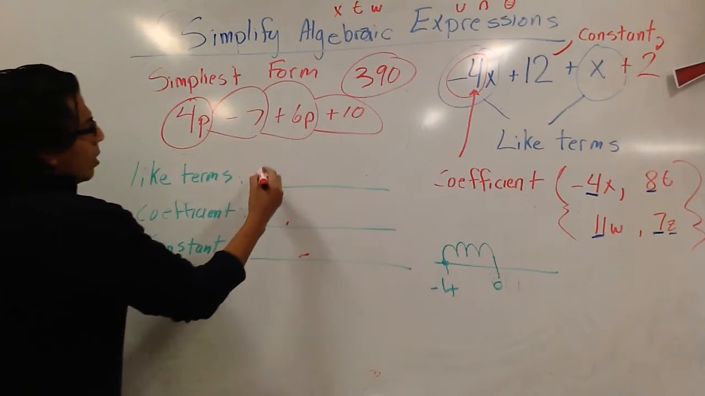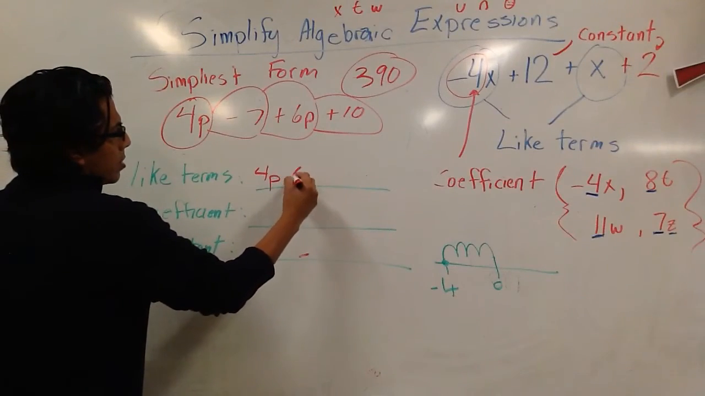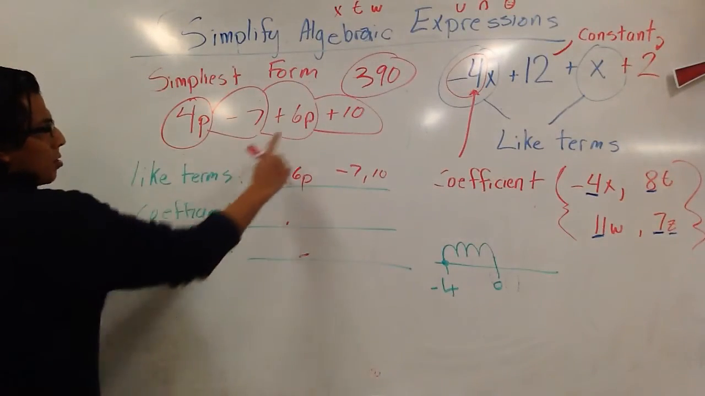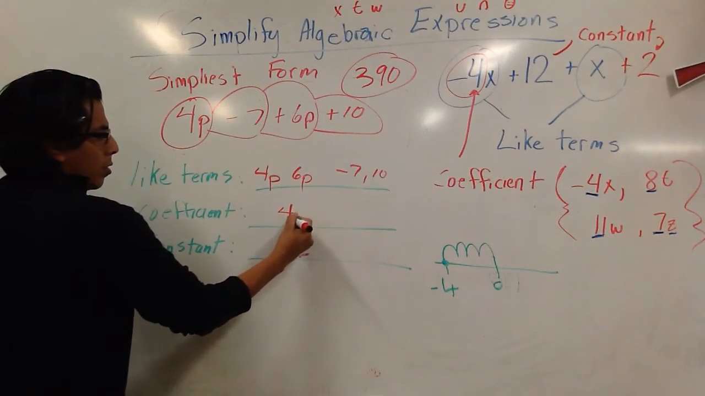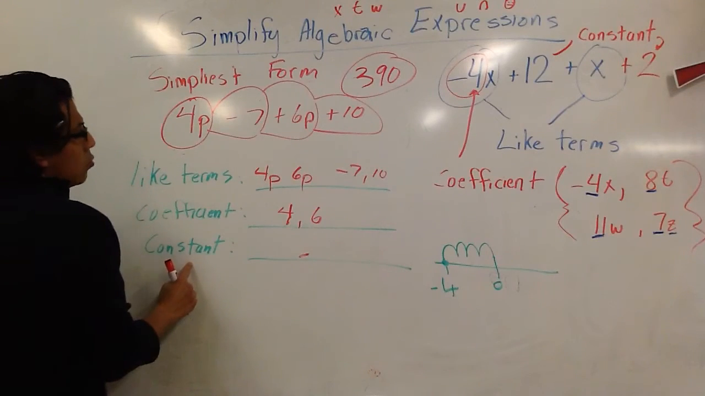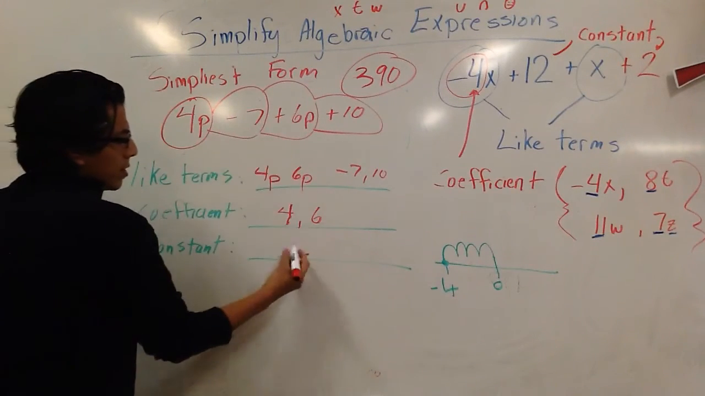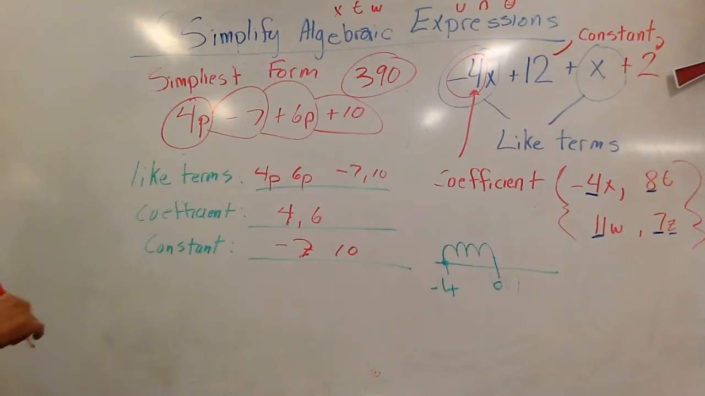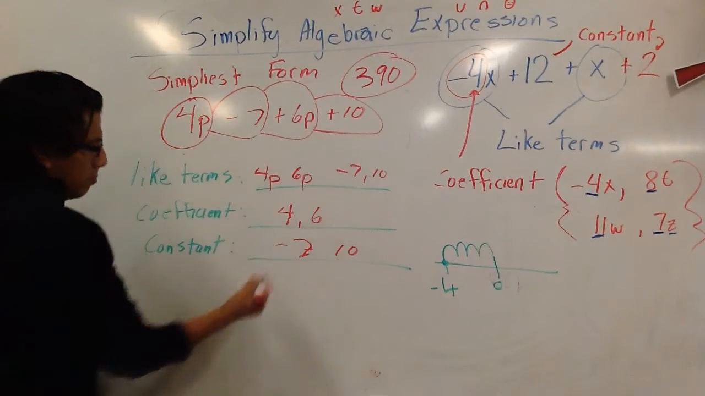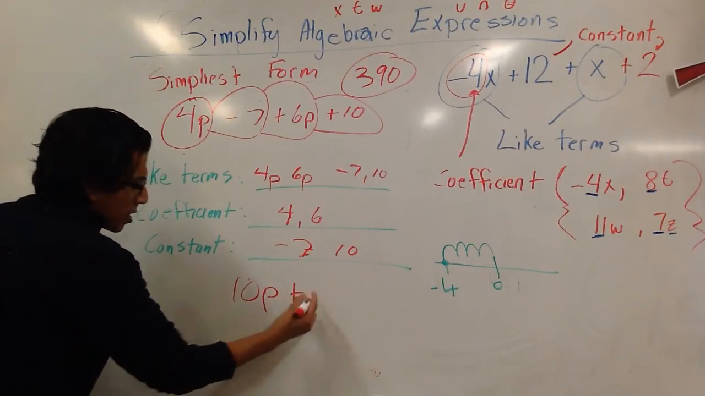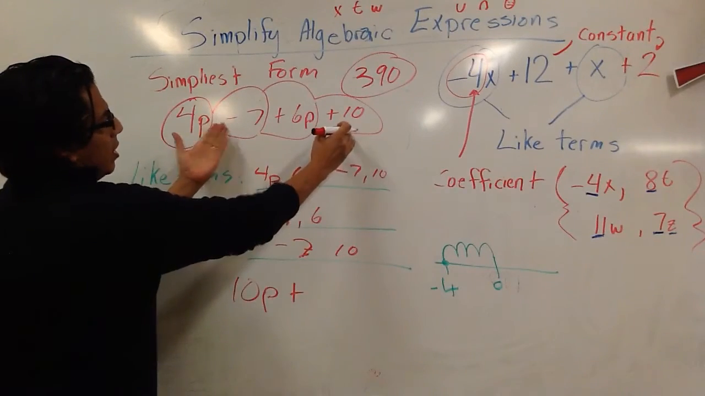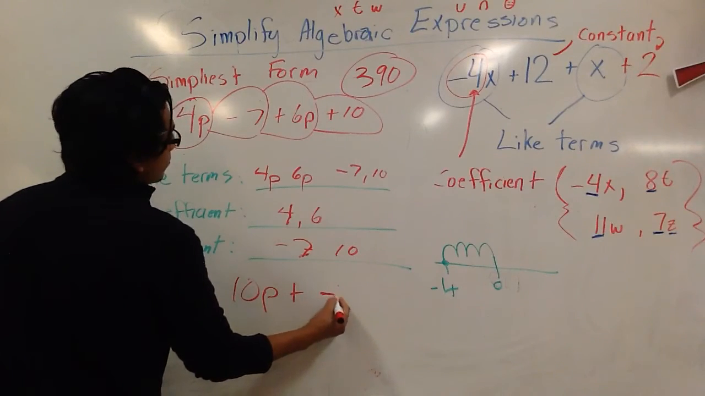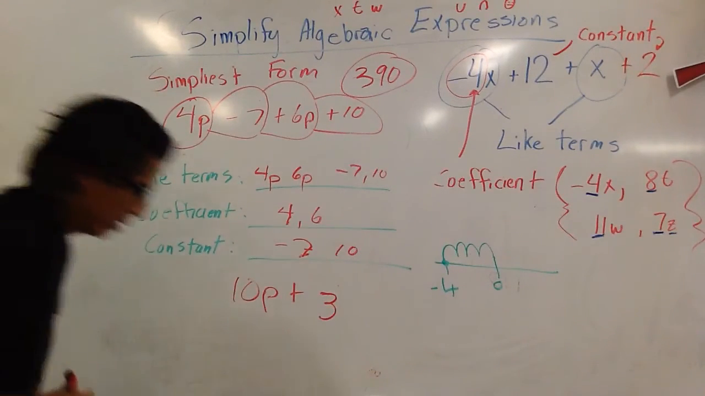Like terms, all right, well I have a 4p and a 6p, and I have those constants. Coefficients, 4 and 6. Constants, whoa, those aren't coefficients, yeah, constants, negative 7 and 10. And then if I went to add it, simplify it, combine my p's, 10p, because I want my variables first, 10 and negative 7, 3. There it is. See that?